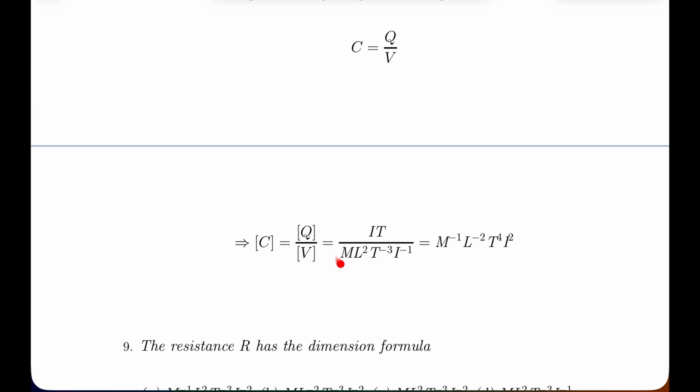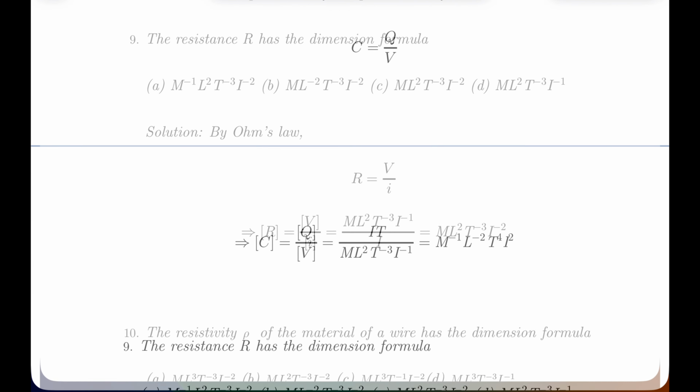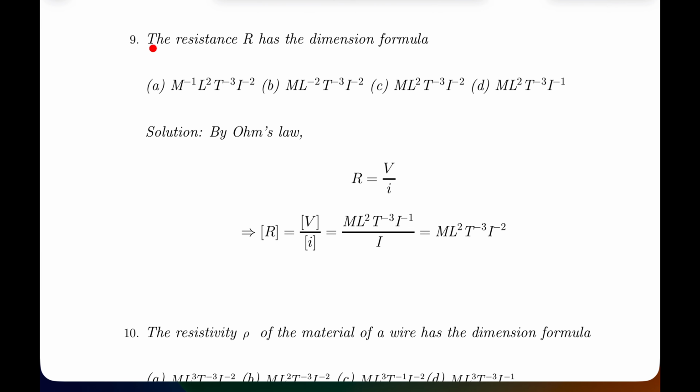So this, when simplified, gives you the dimensional formula for capacitance as M to the power minus 1, L to the power minus 2, T to the power 4, and I square. Okay? In the next question, you would find the dimensional formula of the resistance R. The four options are given here: A, B, C, and D, and you have to choose the correct one.